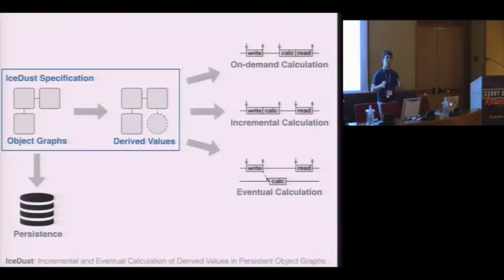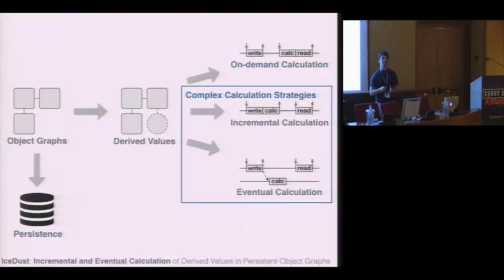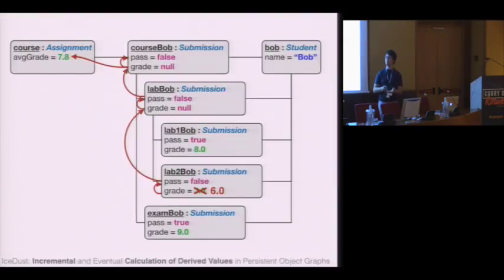So if we go back to the overview, we can see, well, we have an IceDust specification with object graphs and derived values, and the IceDust compiler will compile down to an object relational mapper and compile down to getters. But more interestingly, the compiler can also do the more complex calculation strategies. So how does it work? If we go back to our example and we see the propagation of changes, then actually the propagation is governed by paths. So if we change grade, we need to update paths, and if we change paths, we need to update parent's grade, and this cascades all the way to the top.